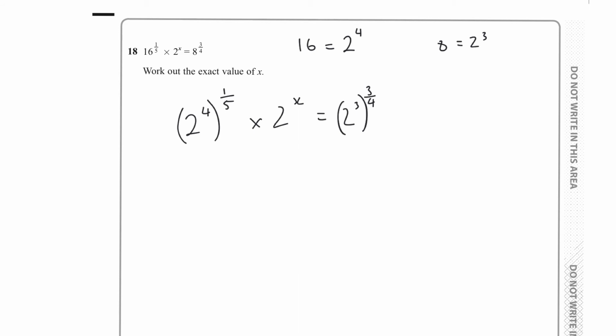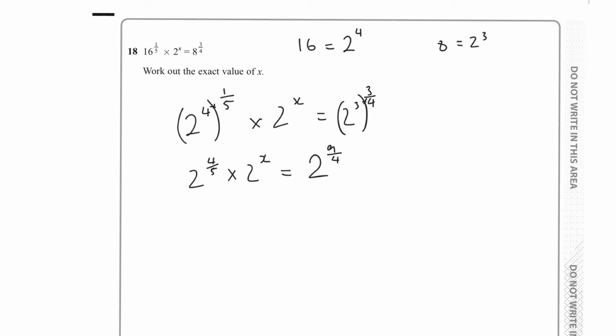Okay, so now that we've got that, the next thing is we want to get rid of the brackets. To do that in terms of indices, you need to multiply the powers. So 4 times a fifth would leave you with 4 over 5, times the 2 to the x. And then 3 times 3 over 4 would leave you with 2 to the power of 9 over 4.